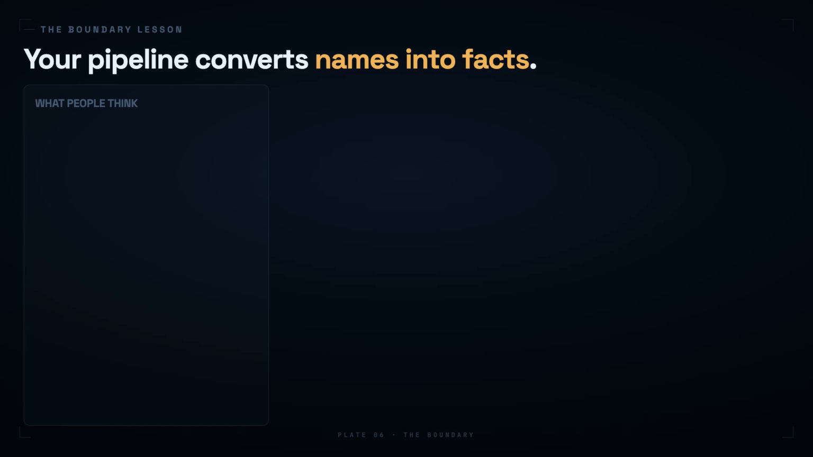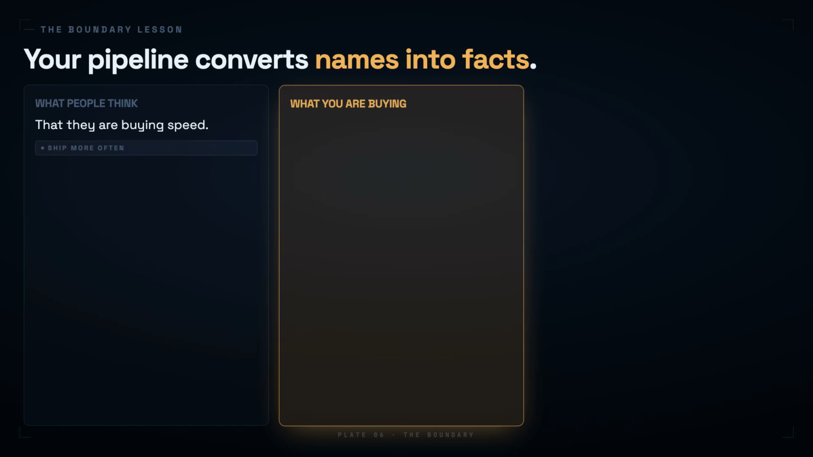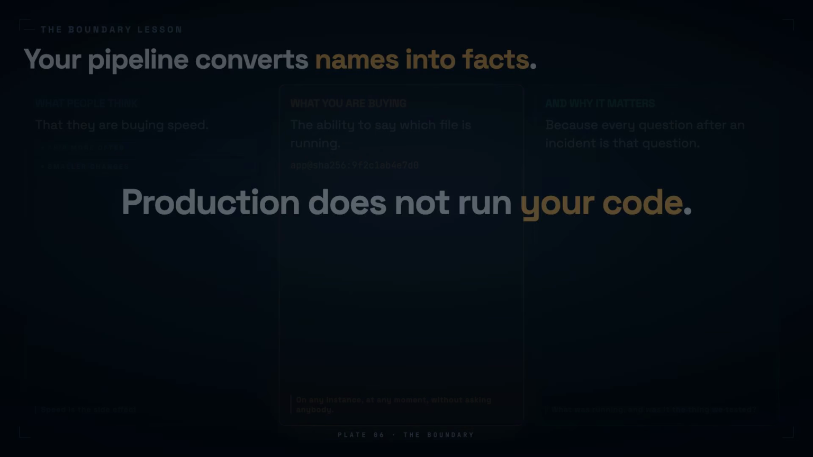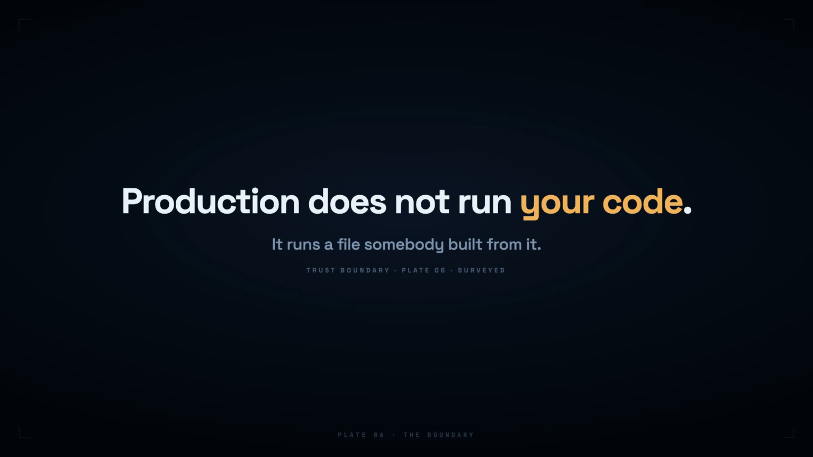That is what you are buying when you buy continuous delivery. Not speed. Speed is the side effect. You are buying the ability to say which file is running. Production does not run your code, it runs a file somebody built from it.